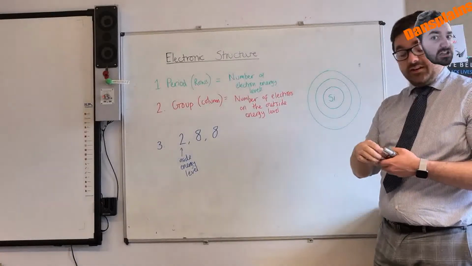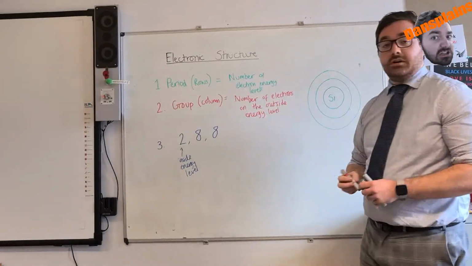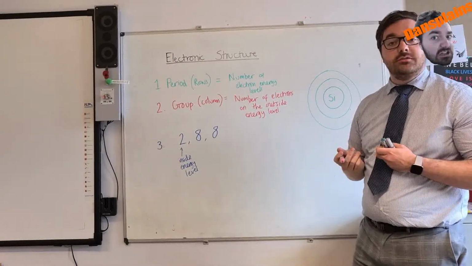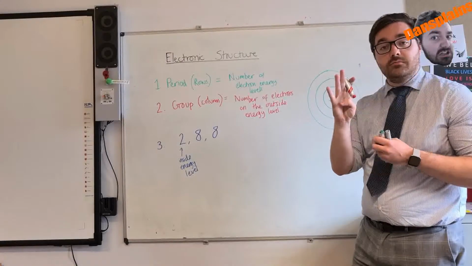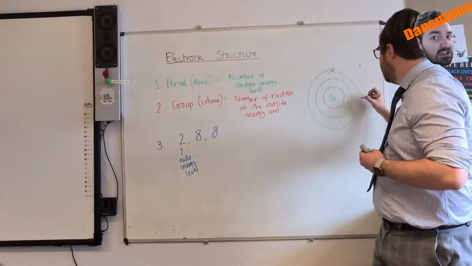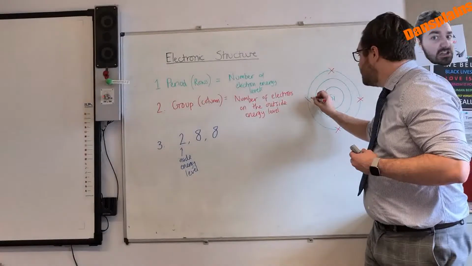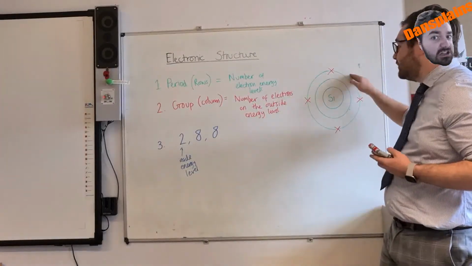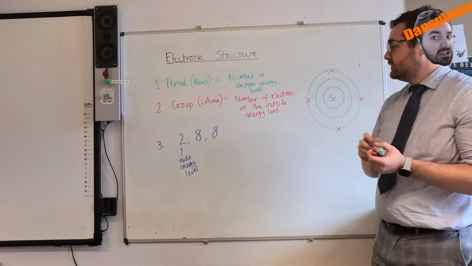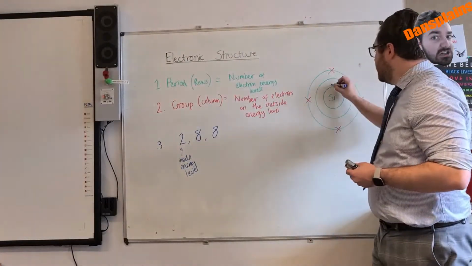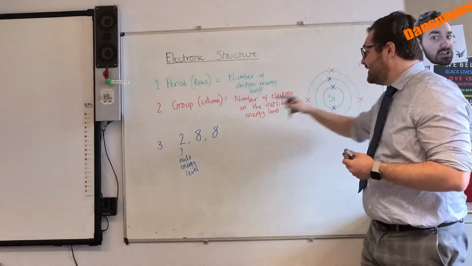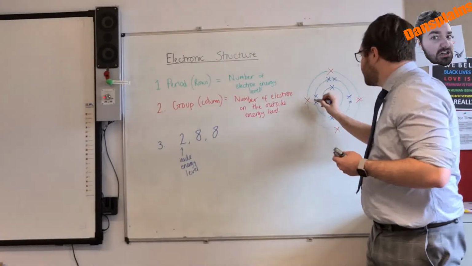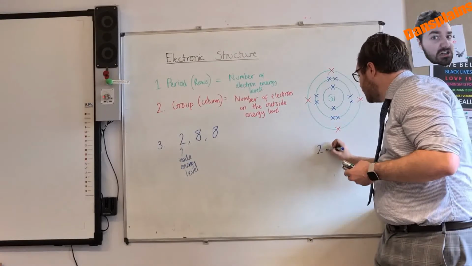Right, next thing, our group number. That is our number of electrons in the outer shell. It is in group 4, so that means we have 1, 2, 3, 4 electrons in my outer energy level. I can always tell it's the outside because it is the outside. Then I have my 2 in my inner shell. I have my 8 in my second to inner shell.